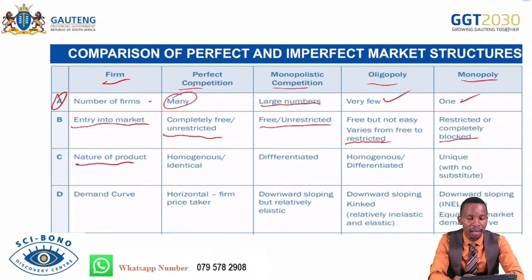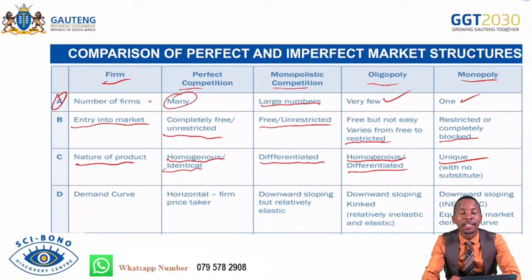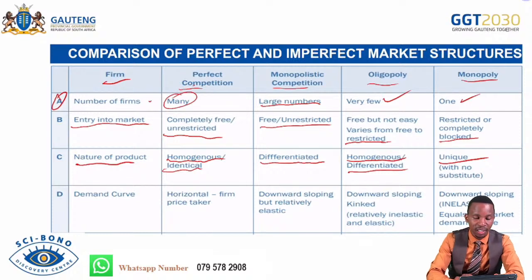Nature of products. Under the perfect market, they are homogeneous, or identical or similar. Under monopolistic, products are differentiated. Under oligopoly, products can be homogeneous or differentiated. And then under monopoly, the product can be unique. They are not the same, and they don't have any perfect substitute.